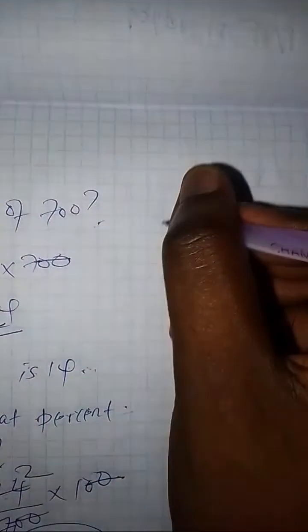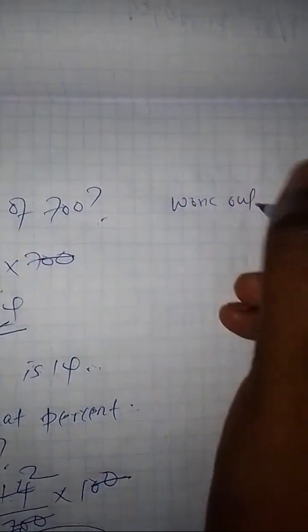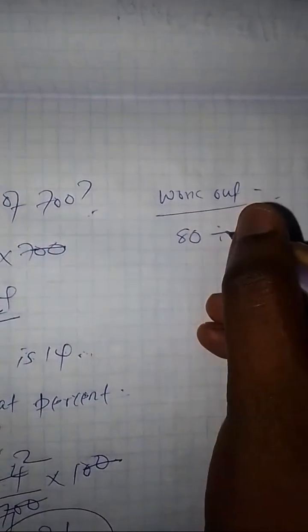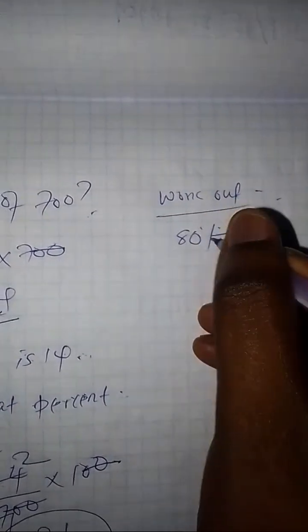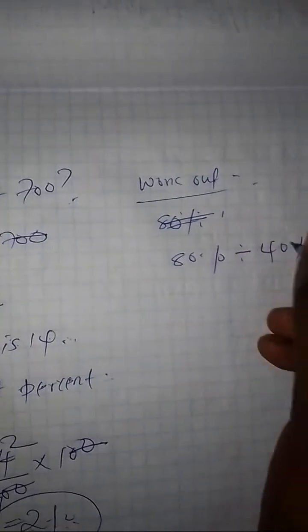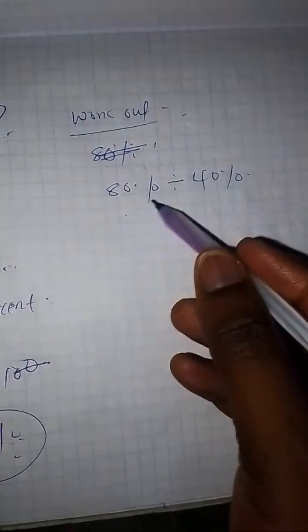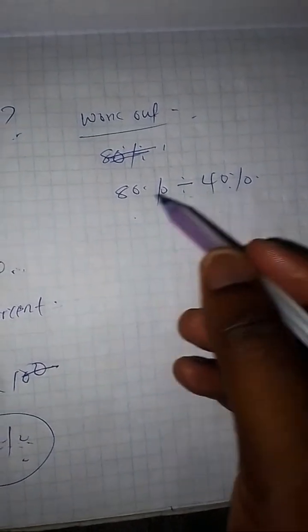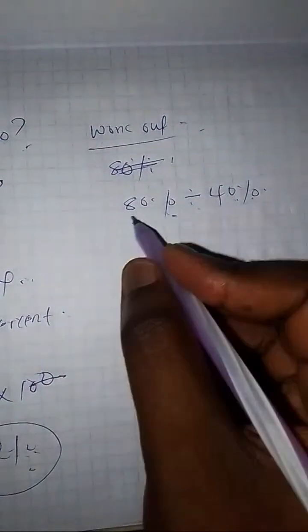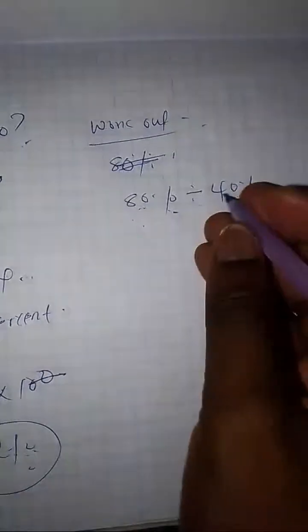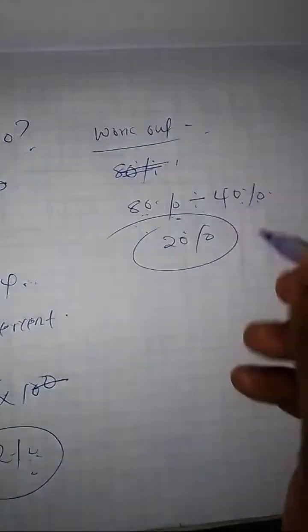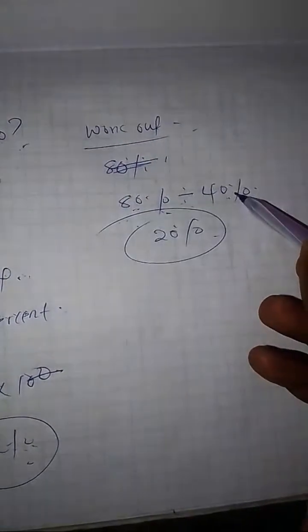So we can be told to work out this figure here: 80% divided by 40%. So how do we work out this? Here, we are going to say that 80% divided by 40% is 20%. As simple as that.